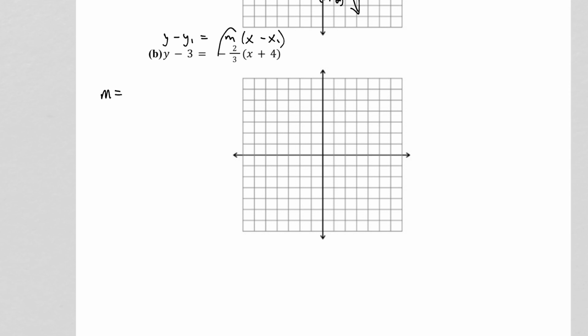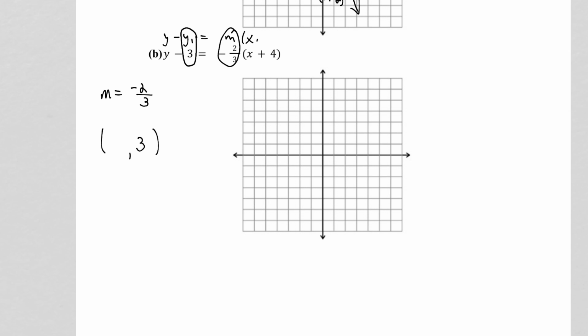My slope right here is negative 2/3, but I can't use the slope yet. I need a starting point. Looking at this equation, I have y1 is equal to 3. Notice the negative signs out front are exactly the same. So my point here has a y-coordinate of 3. But look at my x value. Notice here that I have different signs. So I can't simply say my x-coordinate is positive 4. That doesn't actually work. What I need to do is rewrite this a little bit. Let me erase some of this.